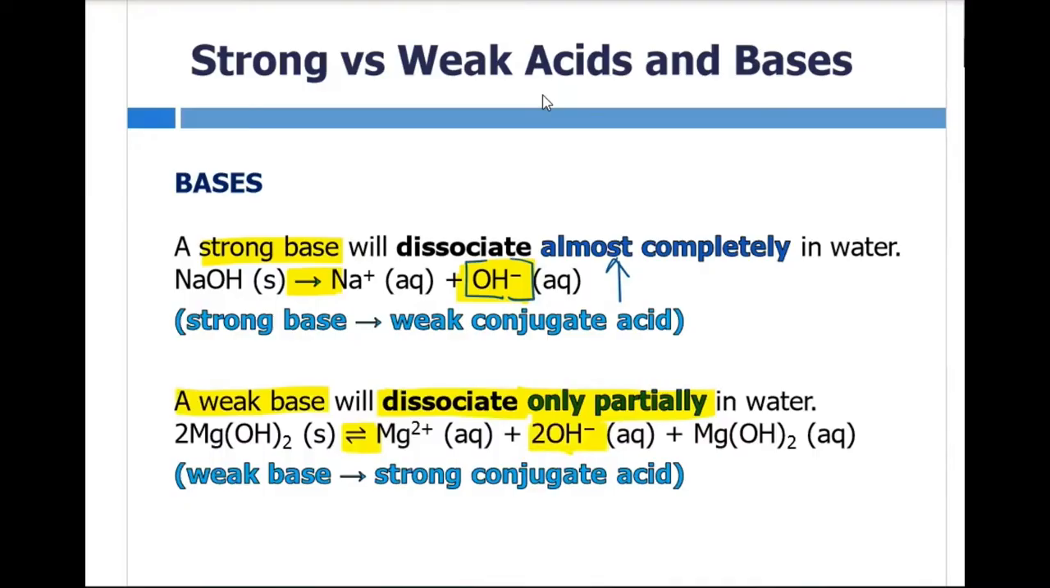Okay, so single arrow, strong acid or base, a lot of product. Weak acid or base, double arrow, there's reactant and product. And therefore you can say that they ionize. If it's an acid, it ionizes partially or completely, or if it's a base, it dissociates completely or partially.